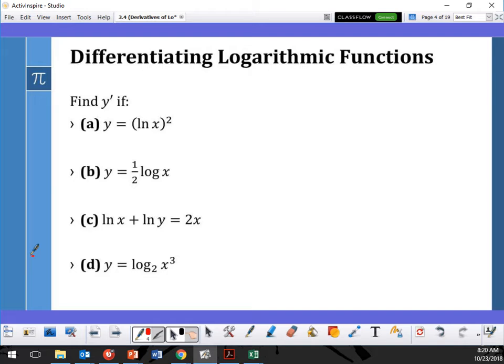So technically, this would be 1/2 log base 10 of x. Given that much information, how would I rewrite this? It's 1/2 multiplied times 1 over x ln of 10.